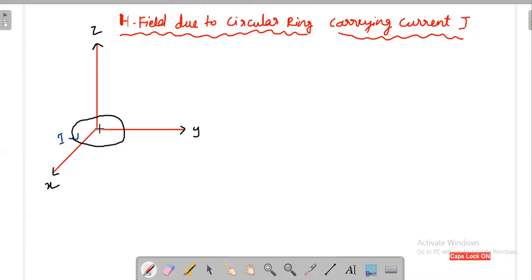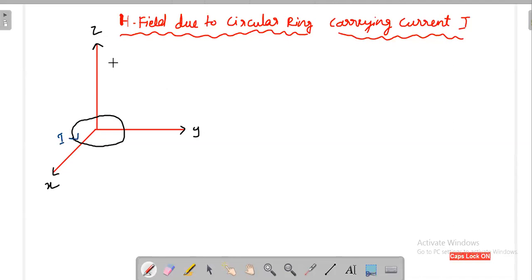Now, due to the current flowing on this circular ring, what is the magnetic field anywhere in space? Finally, the magnetic field will be in the Z direction. That can be found out with the help of the right hand rule, because in this case the curling of the fingers gives the direction of the current, and the thumb will give you the direction of the magnetic field. So according to the right hand rule, the magnetic field will be in the Z direction.